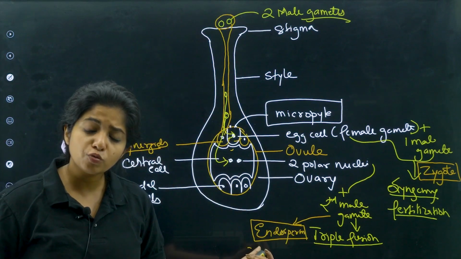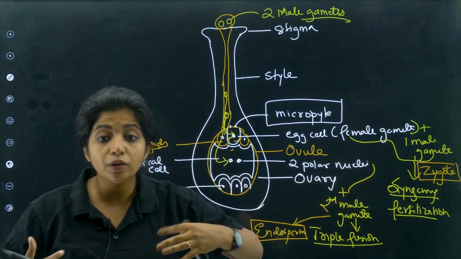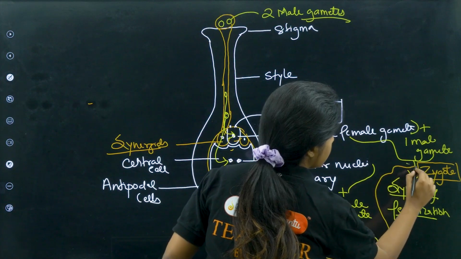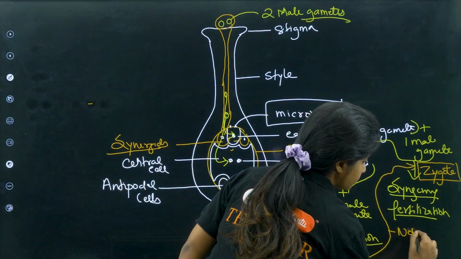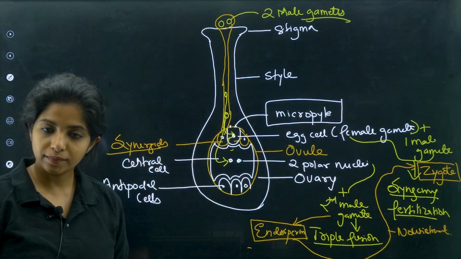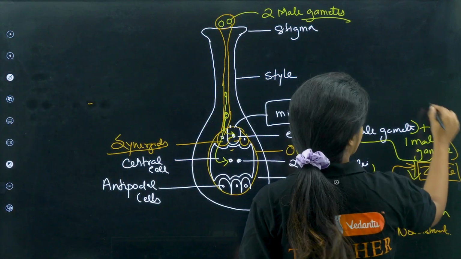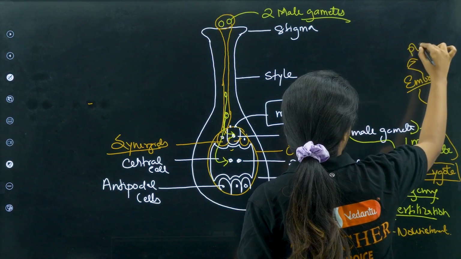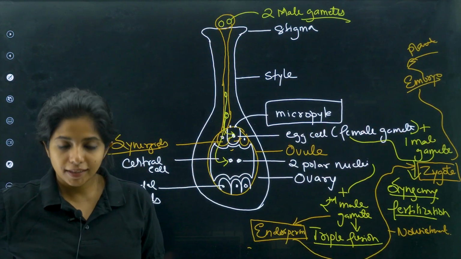Now ma'am, why is endosperm being formed? Children, the zygote is just a cell. It has to get nourishment to form an embryo. Who provides the nourishment? The endosperm is the one that provides the nourishment. The endosperm will provide the nourishment for the zygote to form an embryo, and the embryo later will form a whole plant. This is how things work.